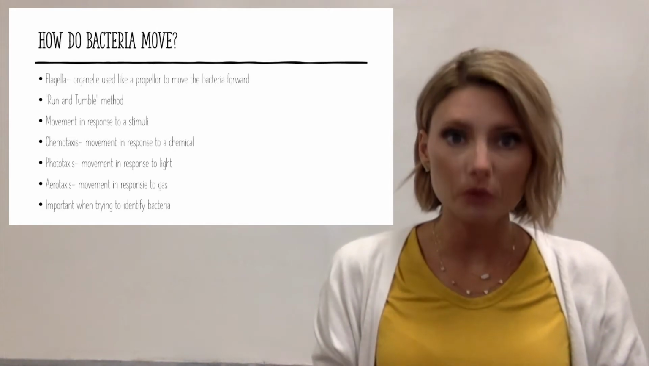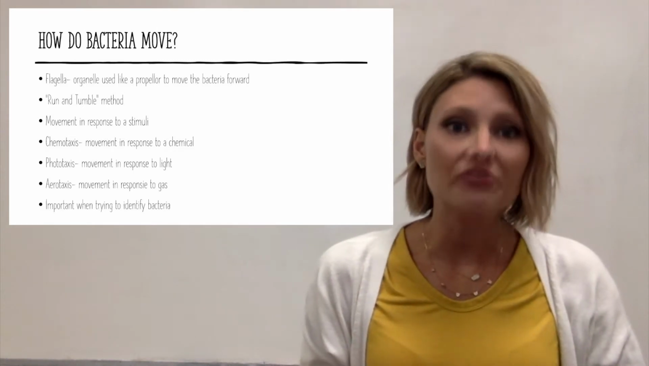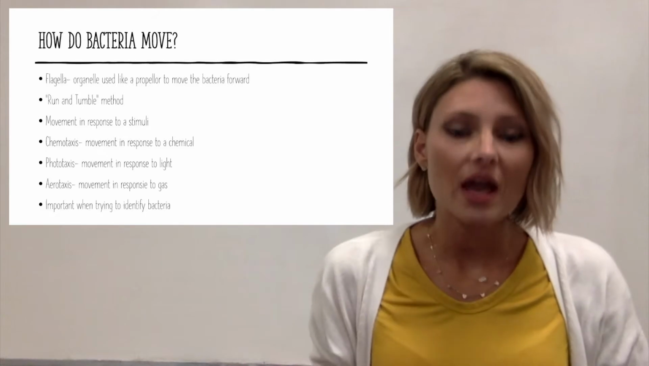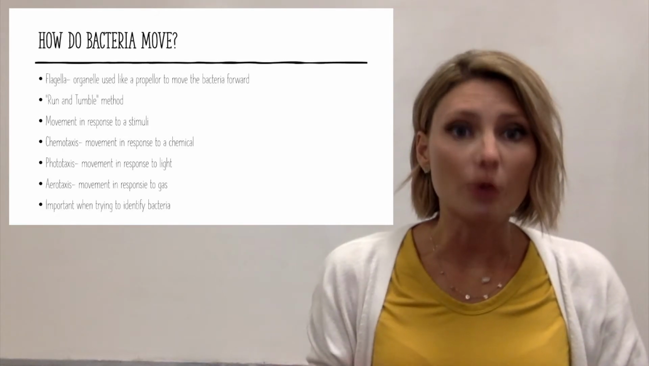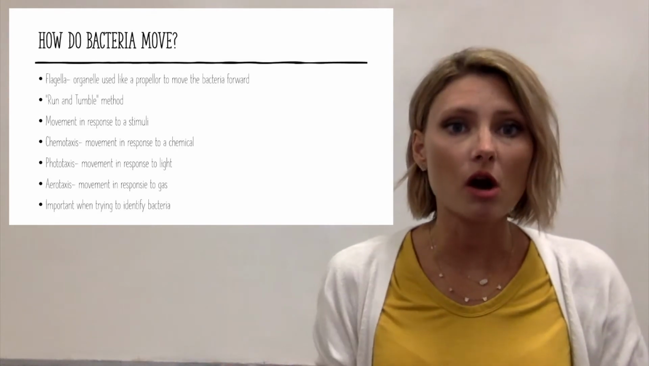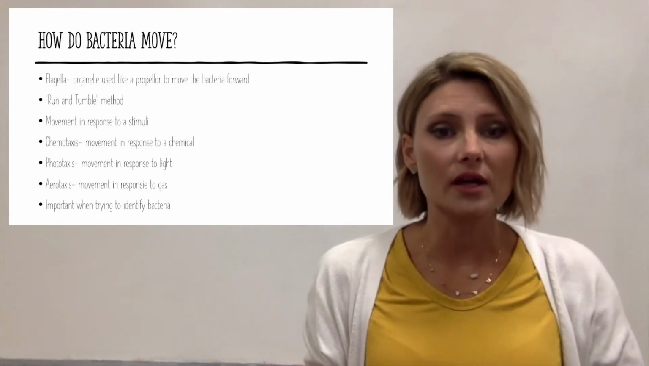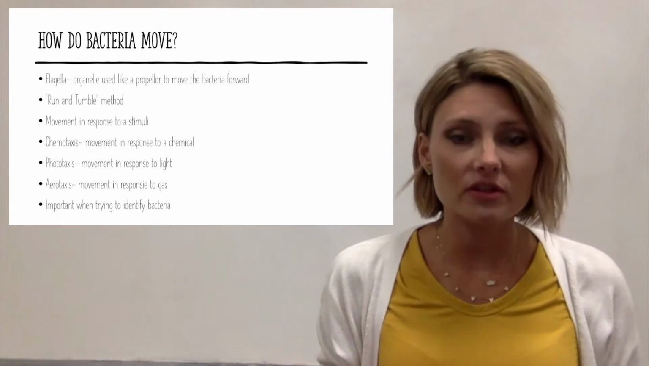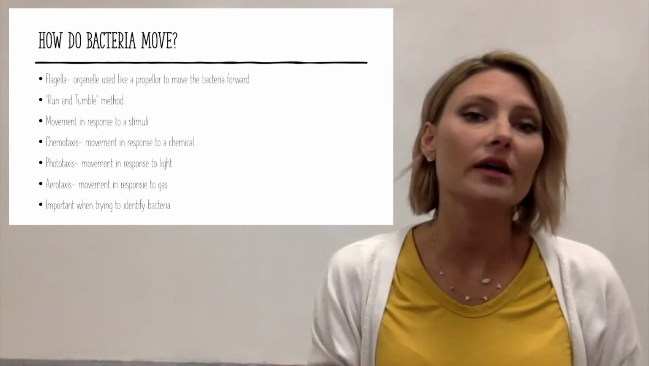So starting out to talk about motility of bacteria, about 50% of bacteria are motile, meaning they have the ability to move, and they use what is called a flagella to move. And so flagella is an organelle that is attached to the bacteria, and sometimes there's one of them, or it can be several of them, two of them, a pair of them on either side.